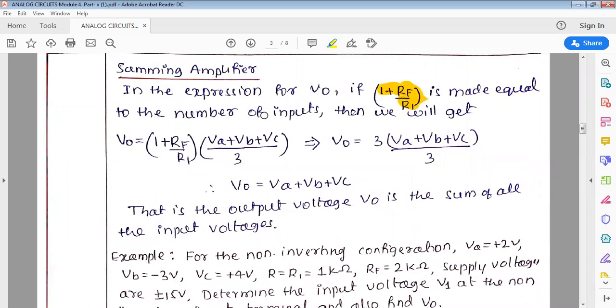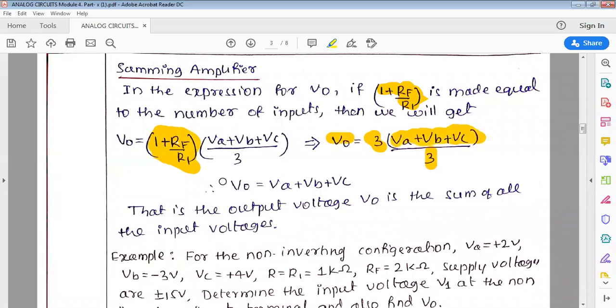How many inputs do we have here? We have 3 inputs here. So we will get V0 equal to 1 plus RF by R1 into VA plus VB plus VC by 3. So this term, I'll be making it equal to the number of inputs. As there are 3 inputs, I'll substitute it as 3 into bracket VA plus VB plus VC divided by 3. So this 3 and this 3 will be cancelled. So finally, I'll be left with V0 equal to VA plus VB plus VC.